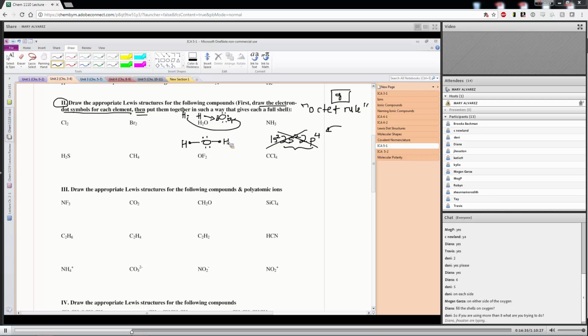I'm not going to use more than 8. For the purposes of this class, we're not going to ever exceed the octet rule. So oxygen wants 8. It doesn't want more than 8.